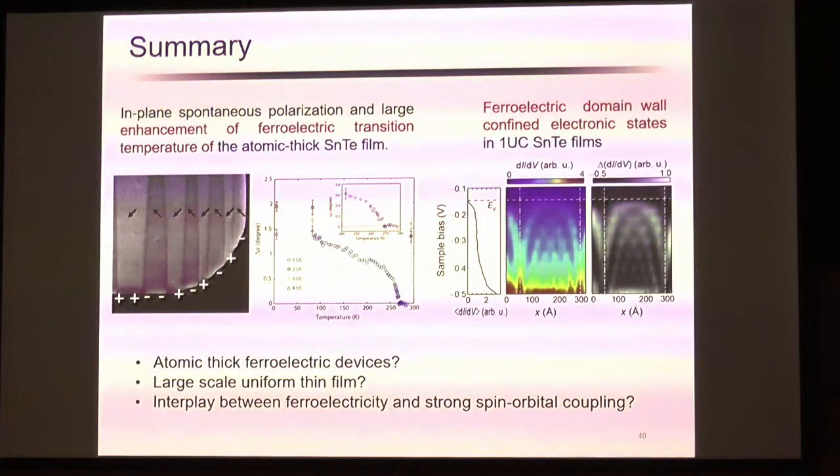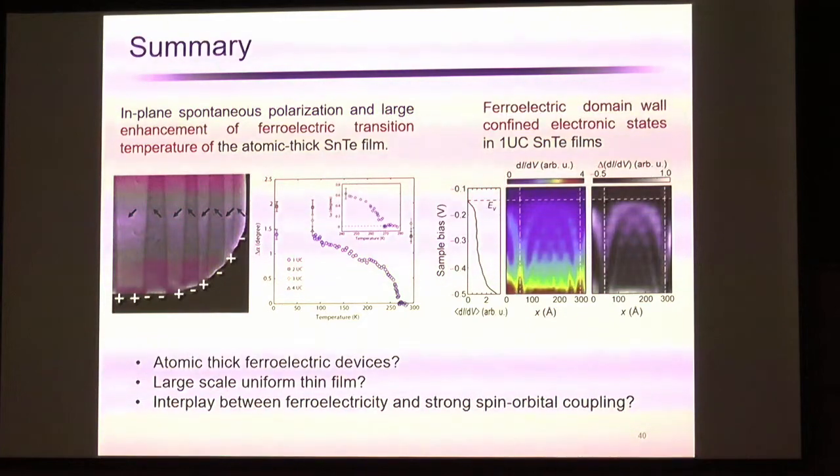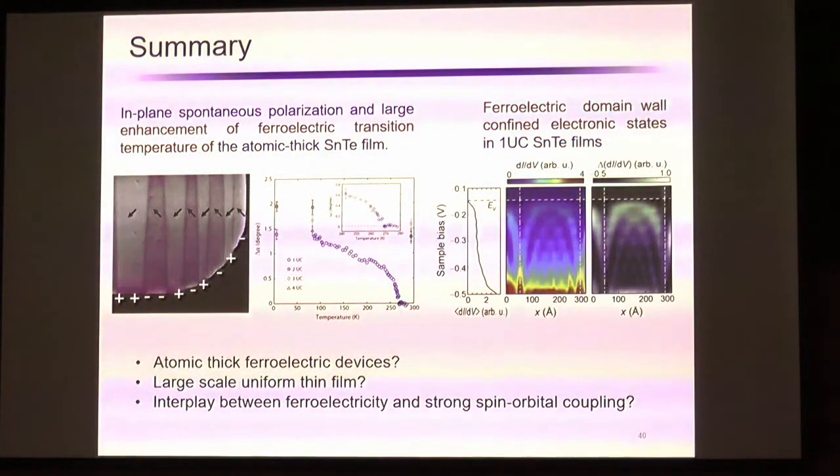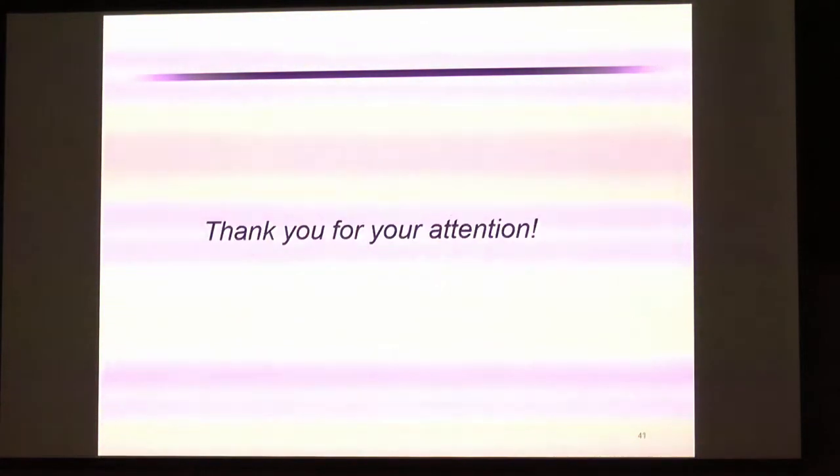So at the end, I give a summary. We find the very interesting atomic-thin tin telluride system has ferroelectricity and a largely enhanced transition temperature. We also find some interesting domain-wall confined electronic states. It's maybe possible to use in future devices. So there are still a lot of challenges. Can we get tin telluride ferroelectric devices and large-scale uniform thin films? And the interplay between ferroelectricity and the strong spin-orbit coupling are interesting problems. And at the end, thank you for your attention.